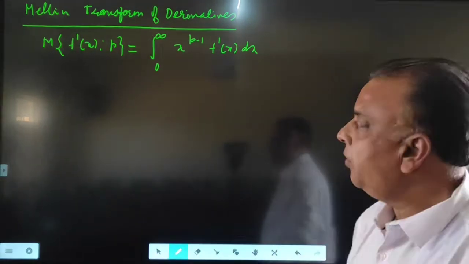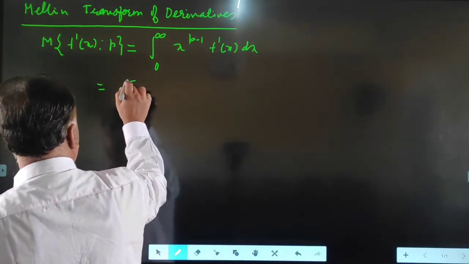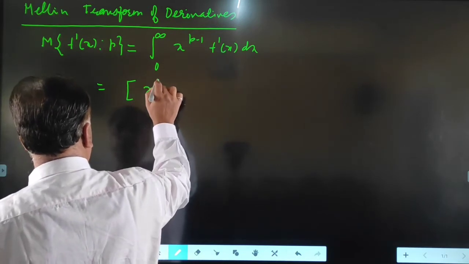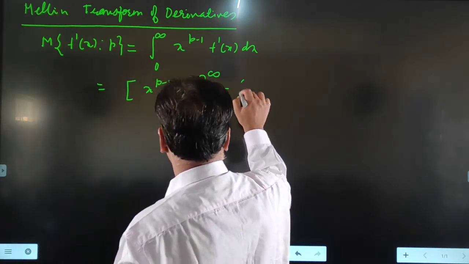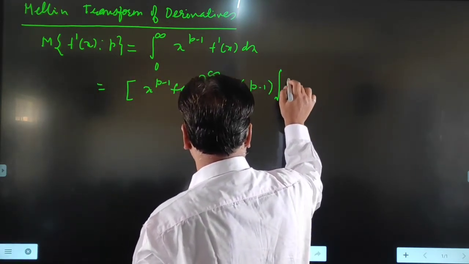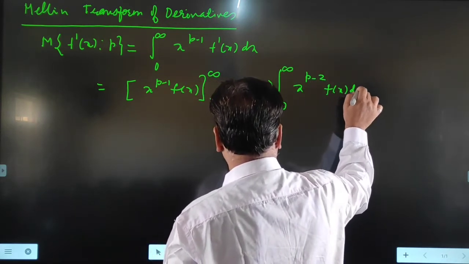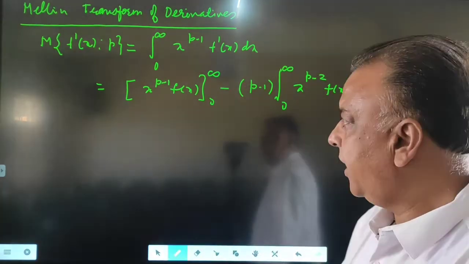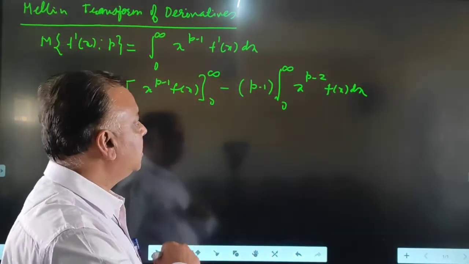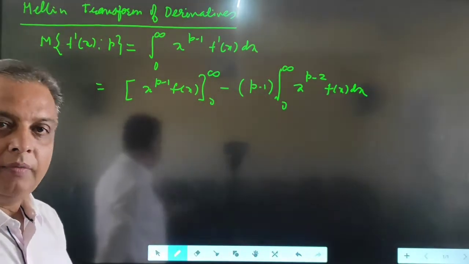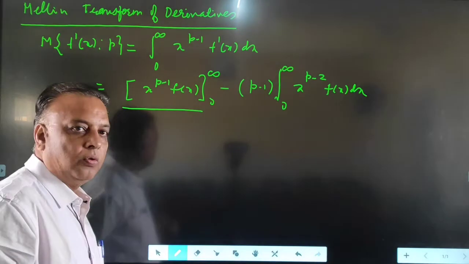dx. Now integrating this by parts, we get this equals, first integrating, x raised to p minus 1 f(x) with limits from 0 to infinity, minus (p minus 1) times the integral from 0 to infinity of x raised to p minus 2 f(x) dx. Integrating by parts, we get this result. As we have the Mellin transform of the function, this will be bounded. The Mellin transform should be bounded, so the value of this first term is 0.